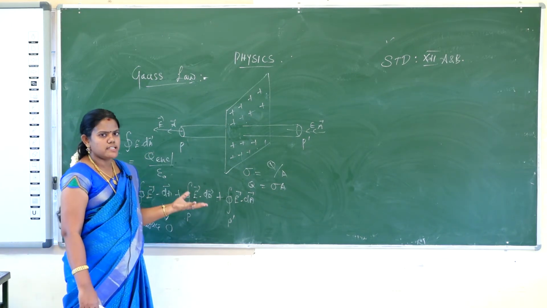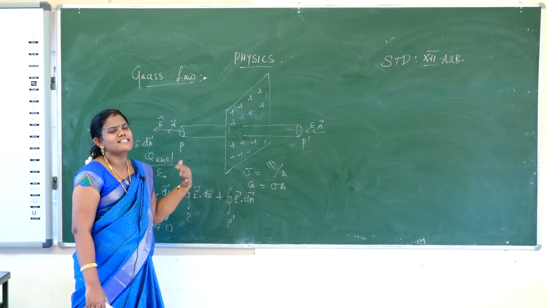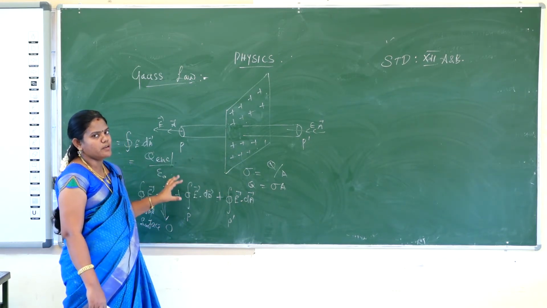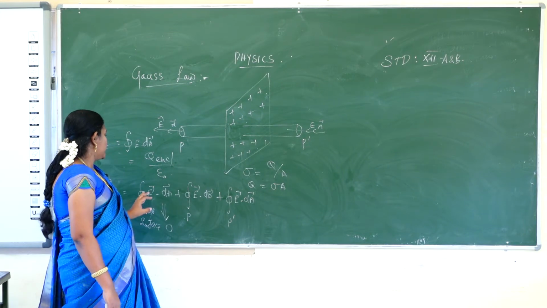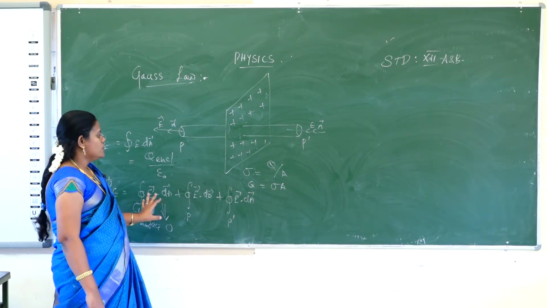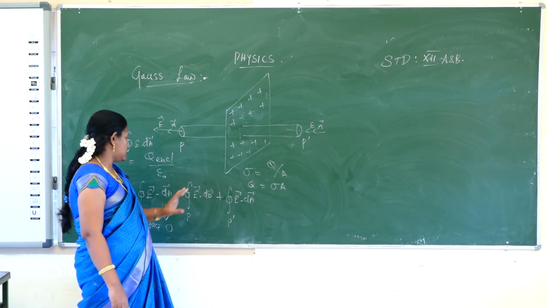A dot B is equal to AB cos theta. So cos 90 is 0, so for the perpendicular case it will be equal to 0. So the closed integral over the curved surface of E dot dA vector is equal to 0. So we will consider the flux through P and P dash only.